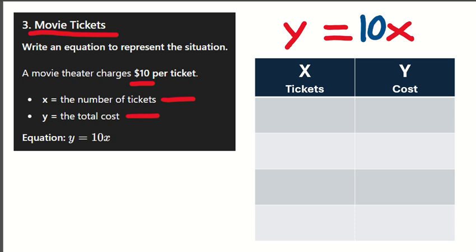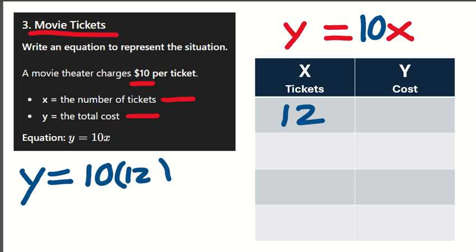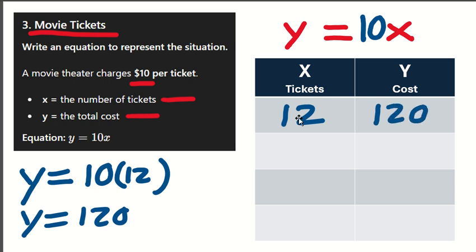Now, let's come up with some scenarios. What if I want to buy 12 tickets? Boom. I'm very popular. I've got so many friends. So the total cost y equals $10 times 12, because I'm getting 12 tickets. Now, y'all know what 10 times 12 is. You simply add a 0 to the 12, and you have 120. So it looks like we're going to be paying some good money for this. It's going to cost you $120 if you're going to get 12 tickets at $10 a piece.